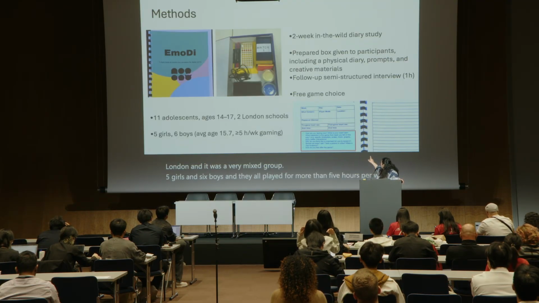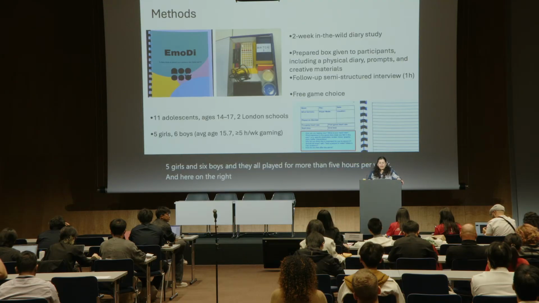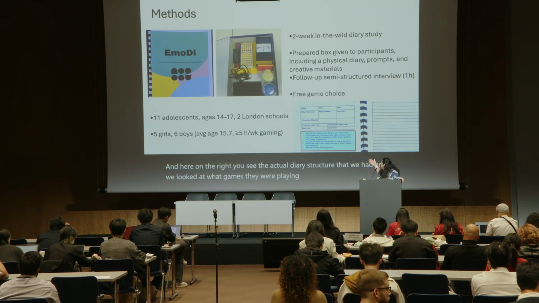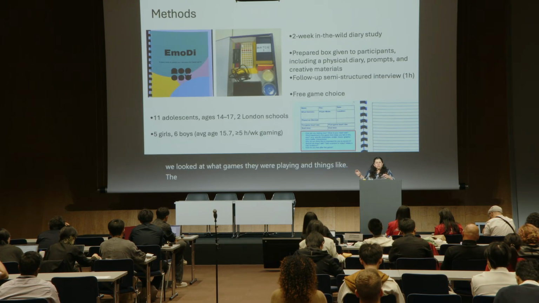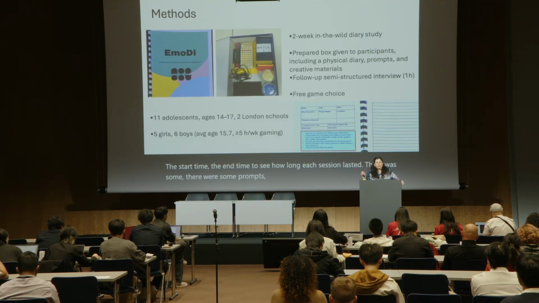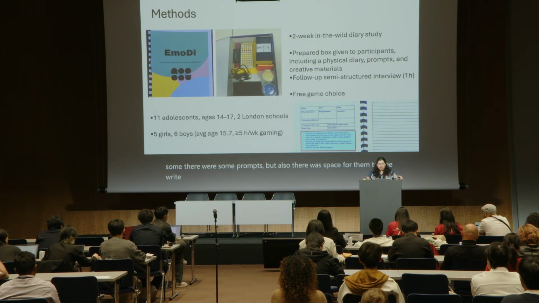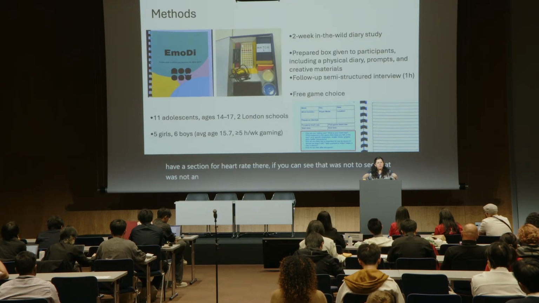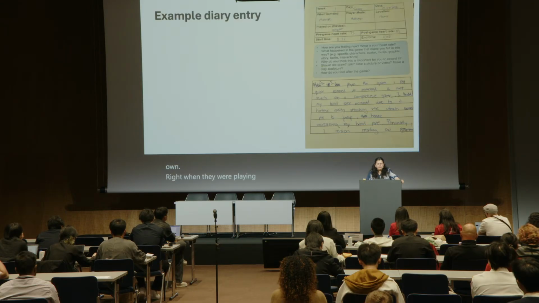And here on the right, you see the actual diary structure that we had, and we looked at what games they were playing and things like the start time and the end time, to see how long each session lasted. There were some prompts, but also there was space for them to free write or use their little stickers and emojis and things like that. We also had a section for heart rate there. That was not an absolute measure. It was to see how they would interpret their own heart rate when they were playing the game. And that was interesting for us.